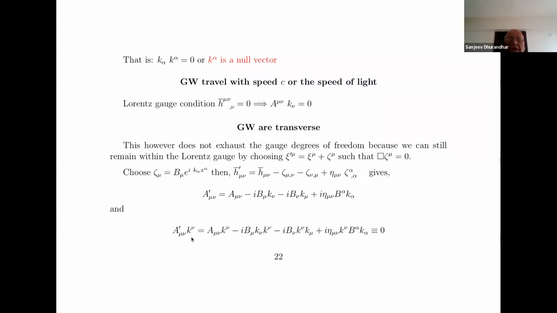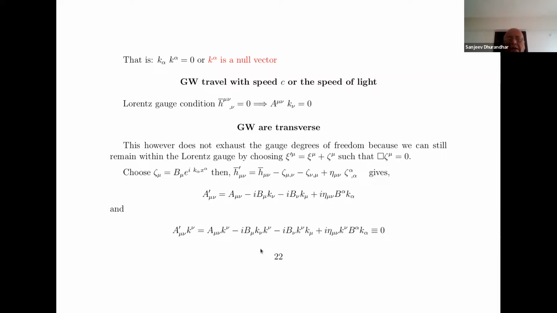Now you can just check, this is just a check, that you are still remaining within the Lorentz gauge. You just multiply a prime mu nu by k nu, then this is simply an identity. If h bar mu nu, for example, is in the Lorentz gauge, then h bar prime mu nu by doing this still remains within the Lorentz gauge. So a prime mu nu k nu equals a mu nu k nu minus this, but this is zero anyway because we are in the Lorentz gauge, which is already there.